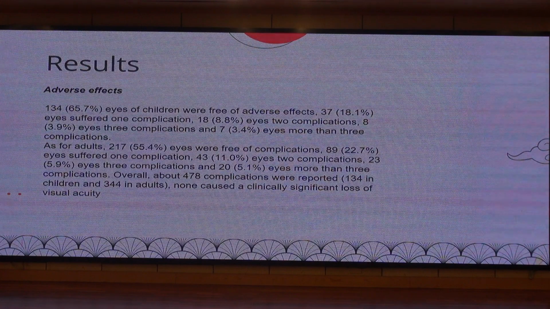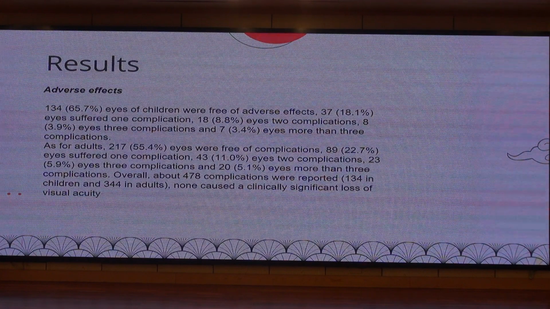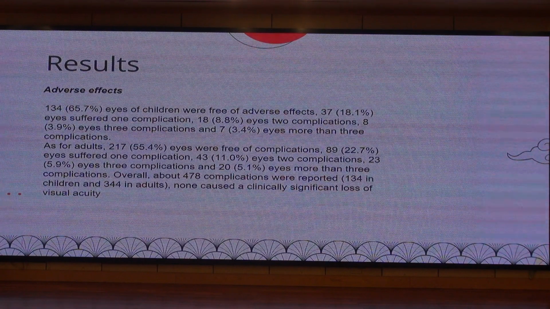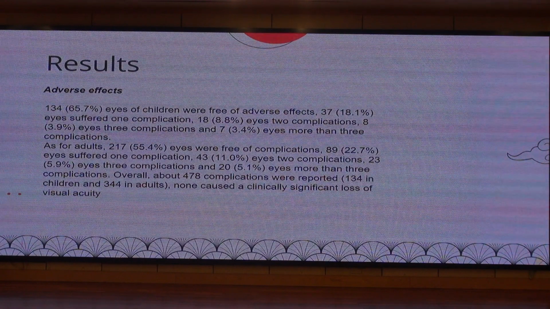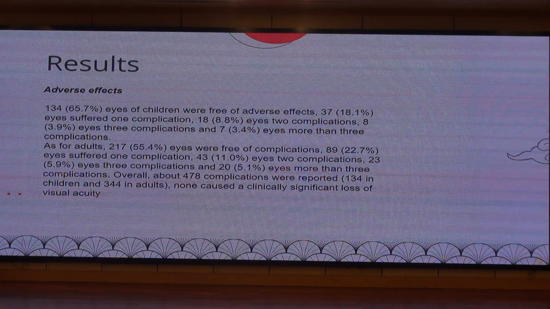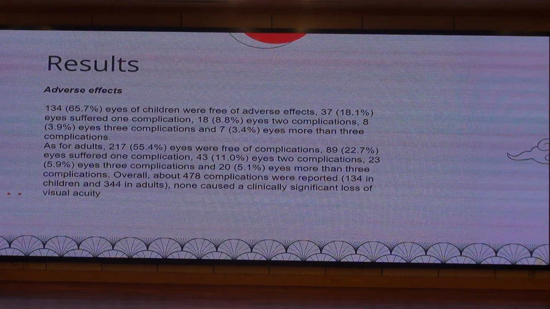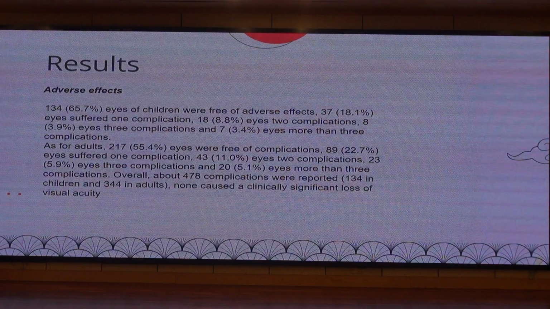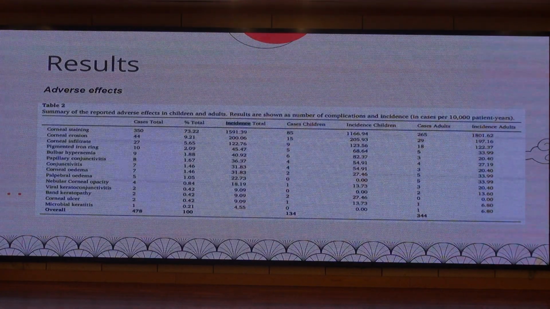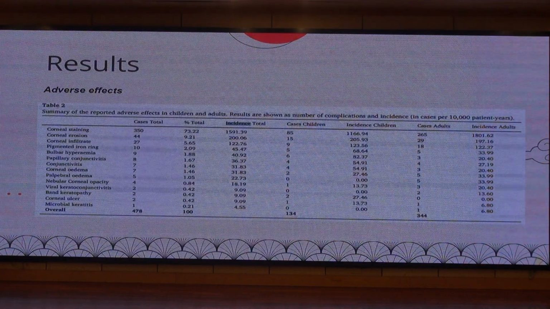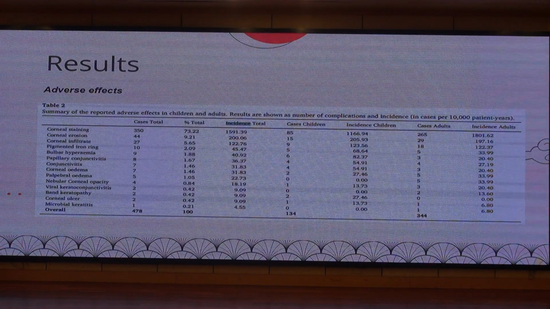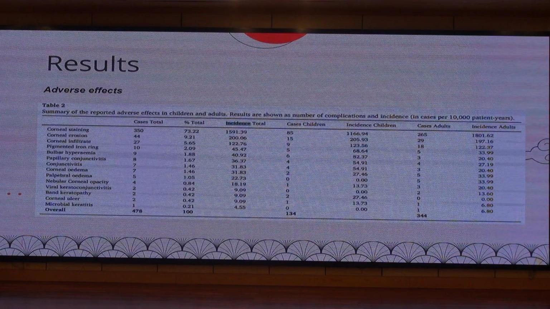Overall, about 478 complications were reported: 134 in children and 344 in adults, and none caused clinically significant loss of visual acuity. The table presents a summary of the documented adverse effects in children and adults.